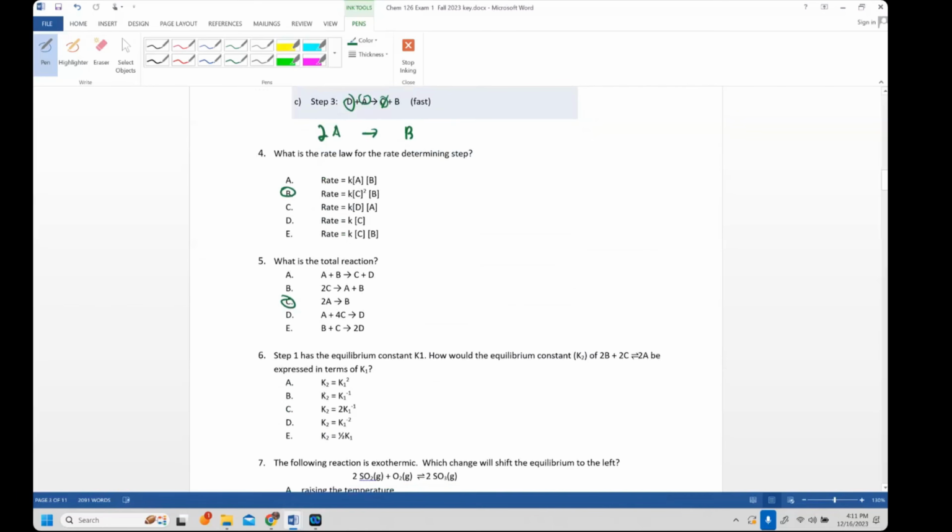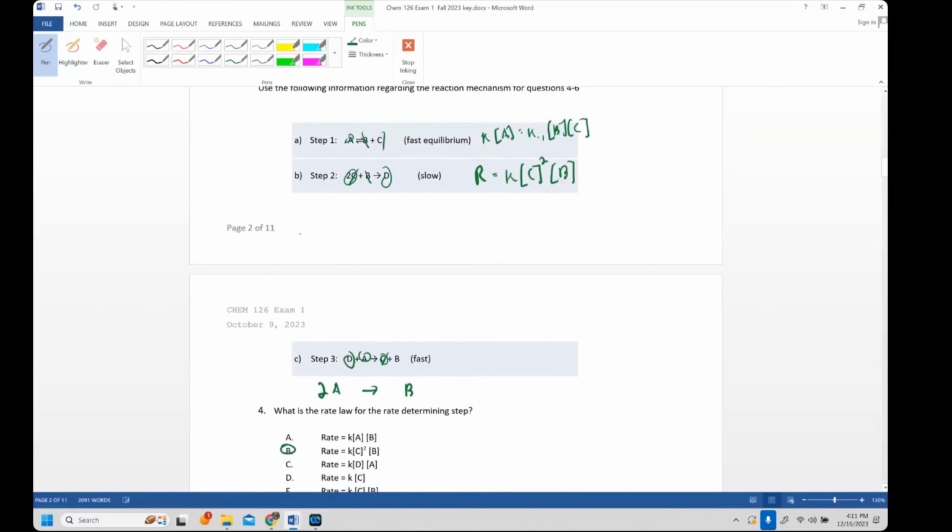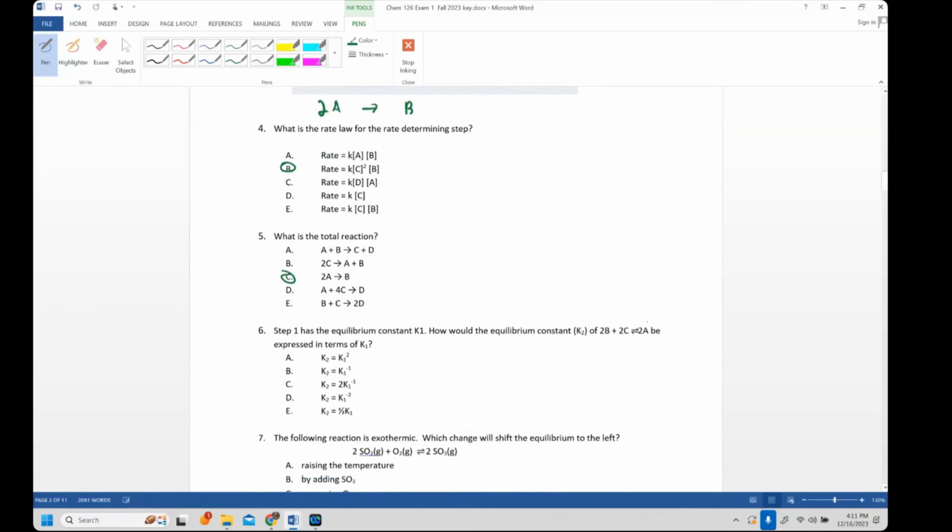All right, step 1 has an equilibrium constant of K1. How would the equilibrium constant K2 of 2B plus 2C yields 2A be expressed in terms of K1? So let's do something here. Let's take, this is A. So step 1 is A yields B plus C. So we have A yields B plus C. Now this is represented by K1 as the equilibrium constant.